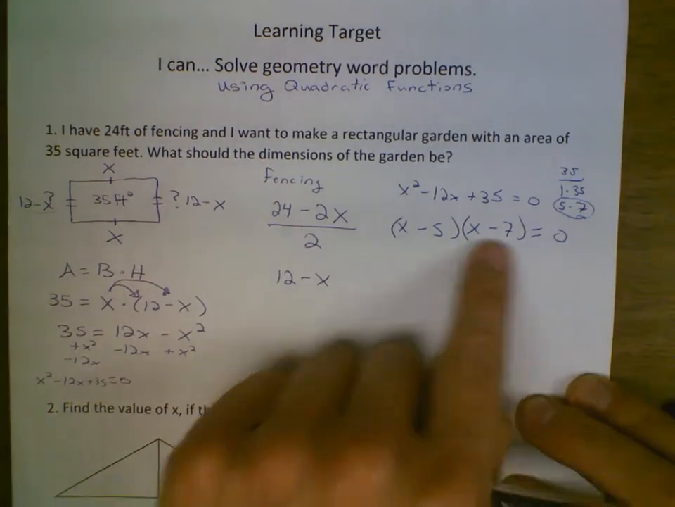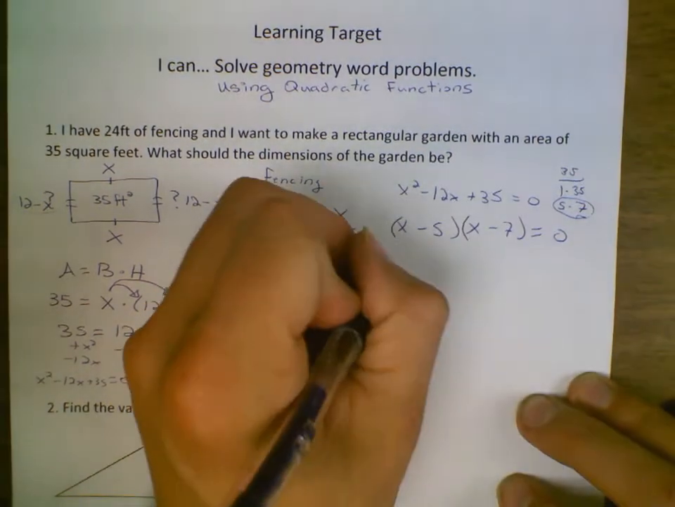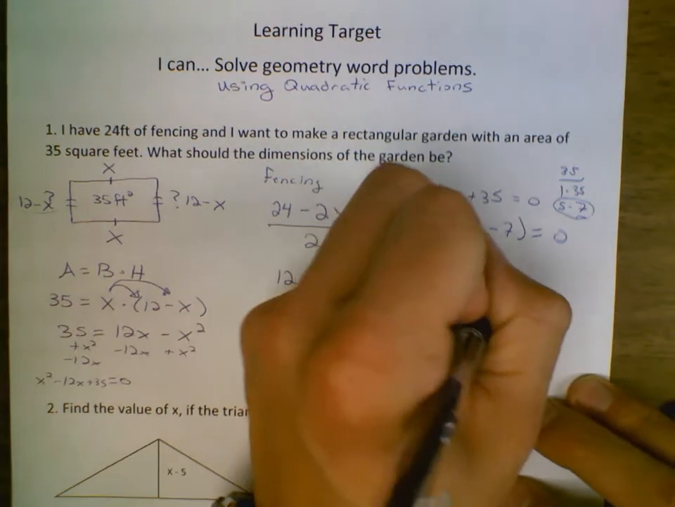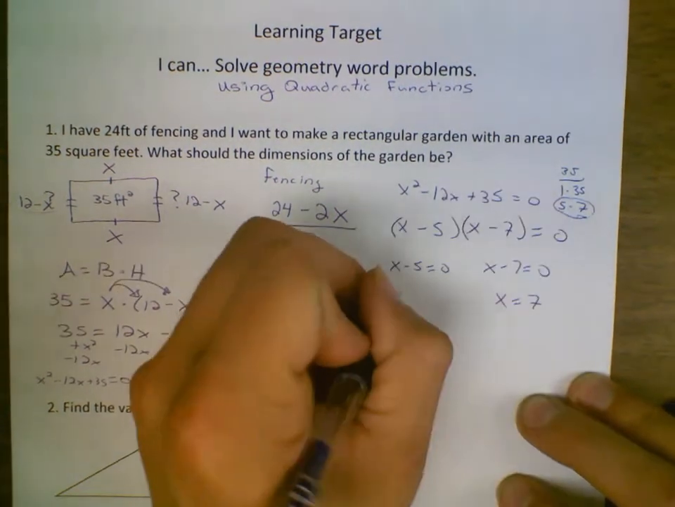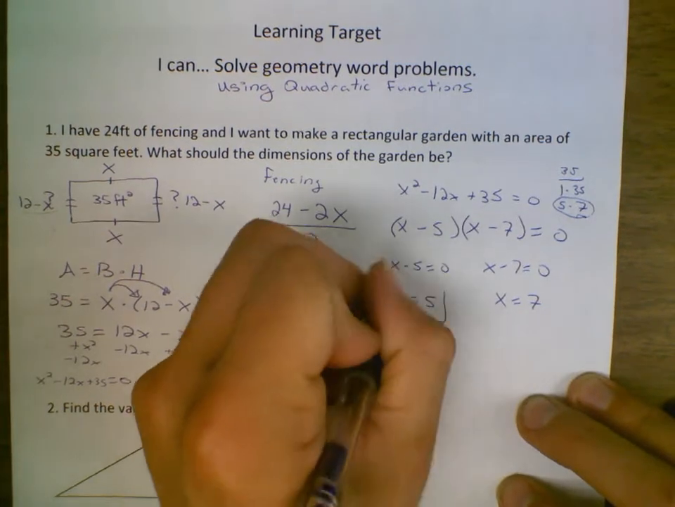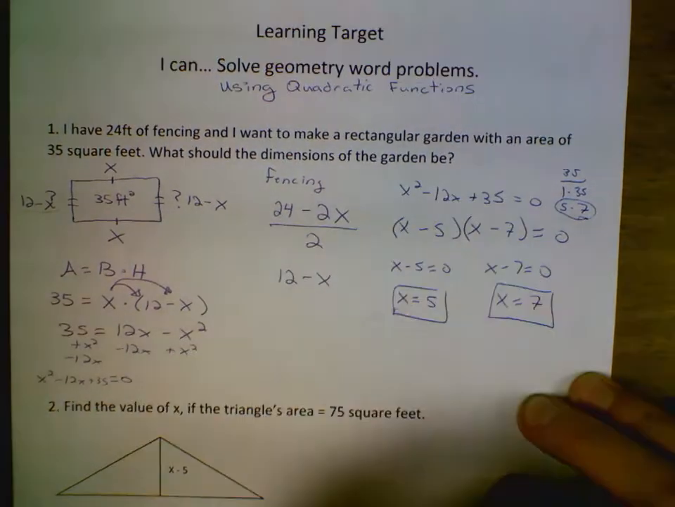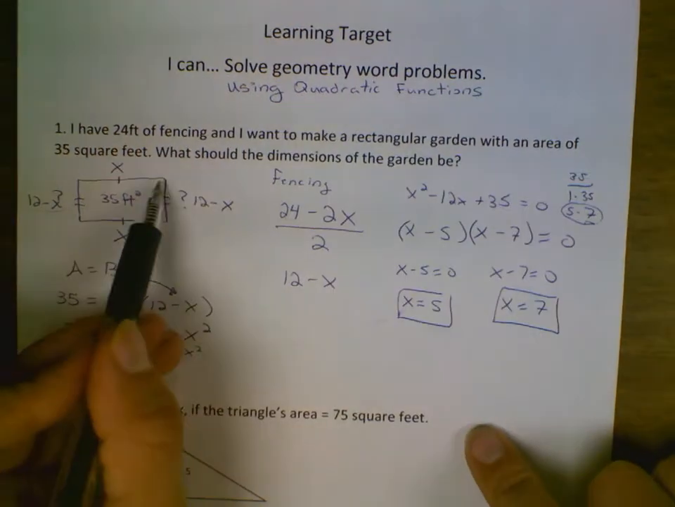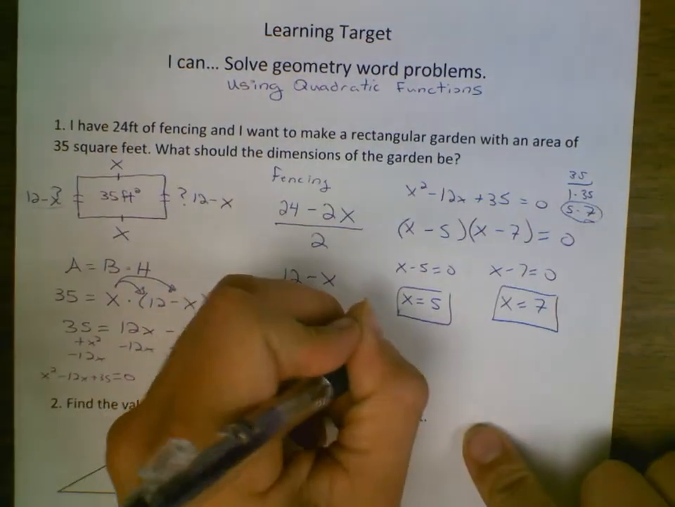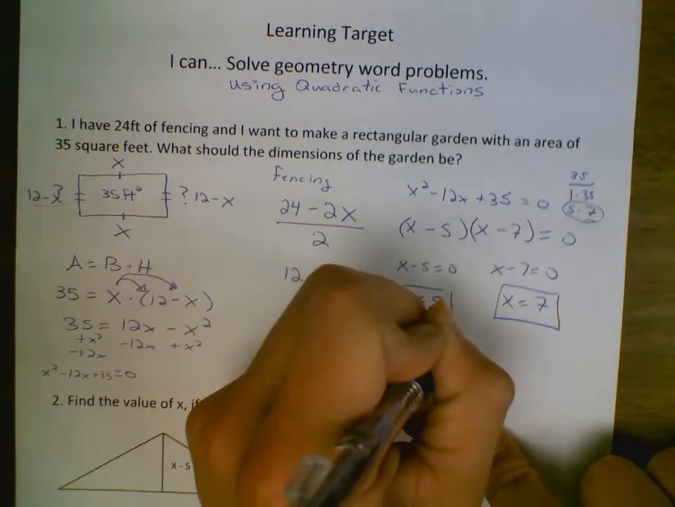Once I have it factored, I set both of my factors equal to 0 and I solve them. So I get x equals 7 or x can equal 5. It can be either one. Okay, so when it says what should the dimensions of the garden be, if I let the width be 7, okay, so the width equals 7 feet.